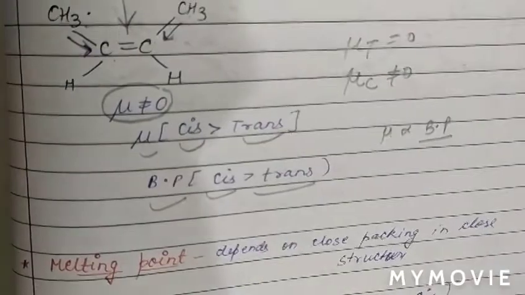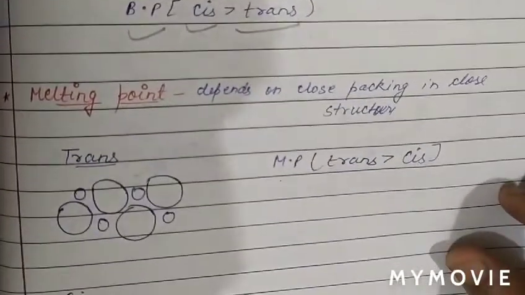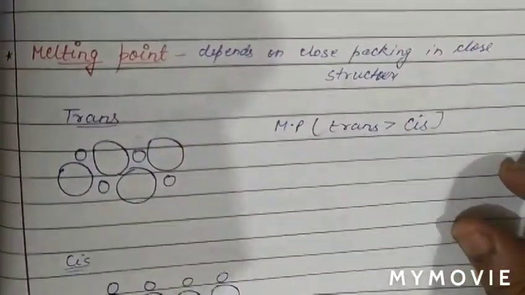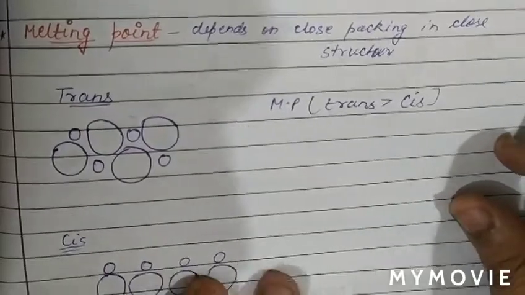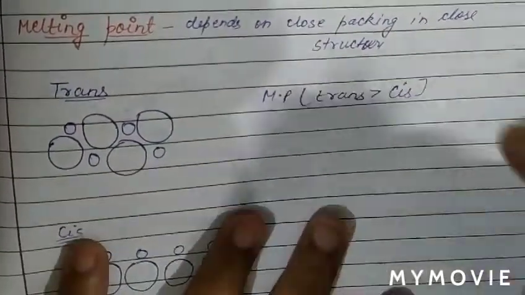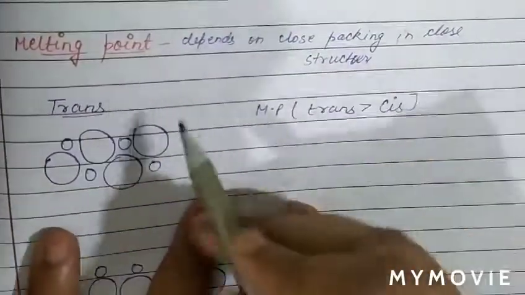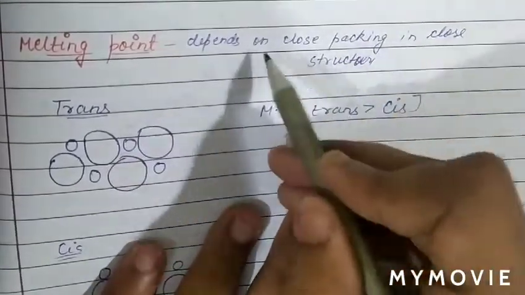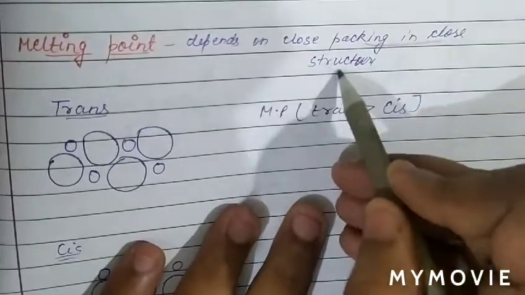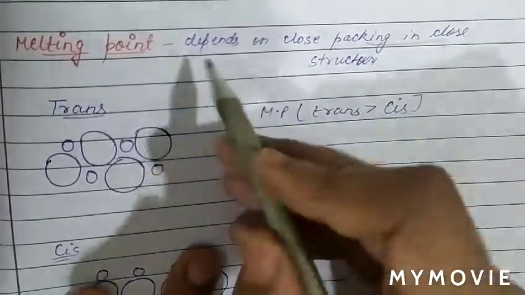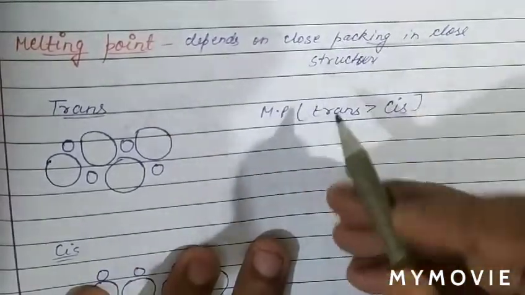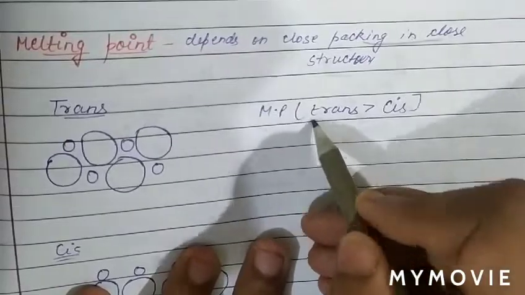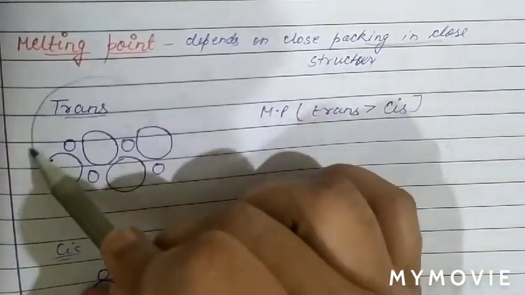Now we will discuss the melting points. As we know, the melting points of cis butene and trans butene differ. Basically, melting point depends on the close packing structure, and the close packing in case of trans is more effective.